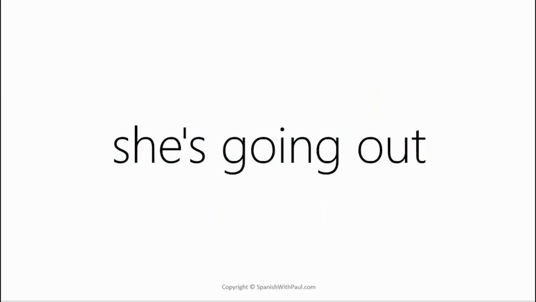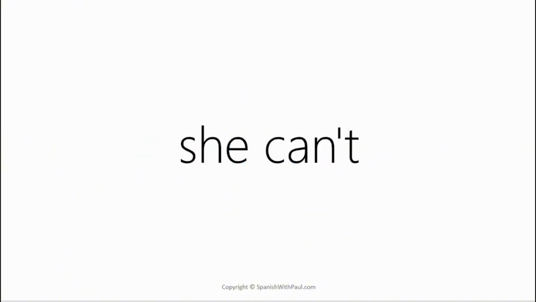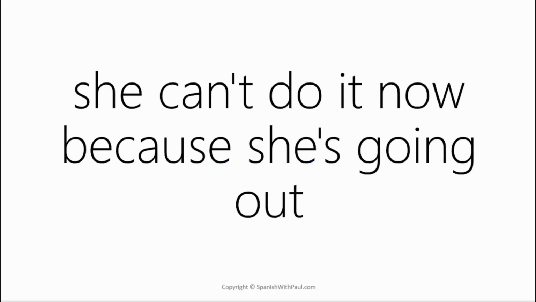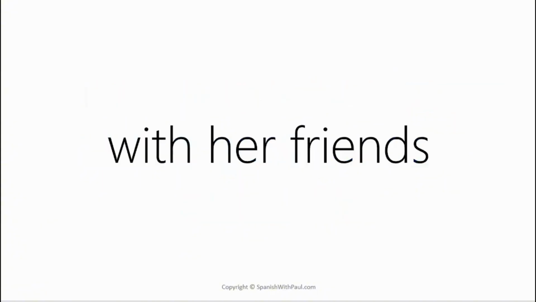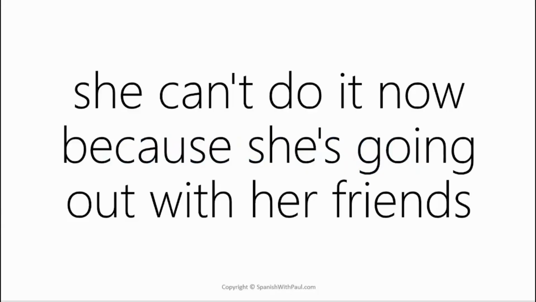What is she's going out? Está saliendo. She can't. No puede. She can't do it now because she's going out. No puede hacerlo ahora porque está saliendo. To express with her friends would be con sus amigos. Con sus amigos. She can't do it now because she's going out with her friends.